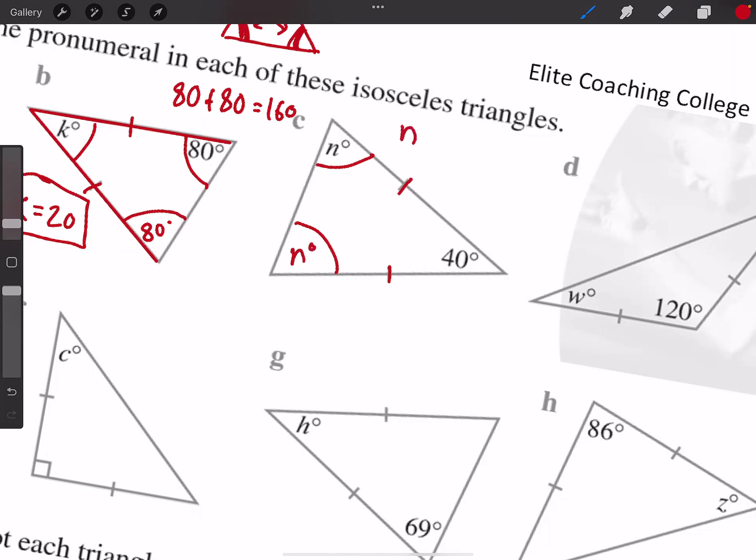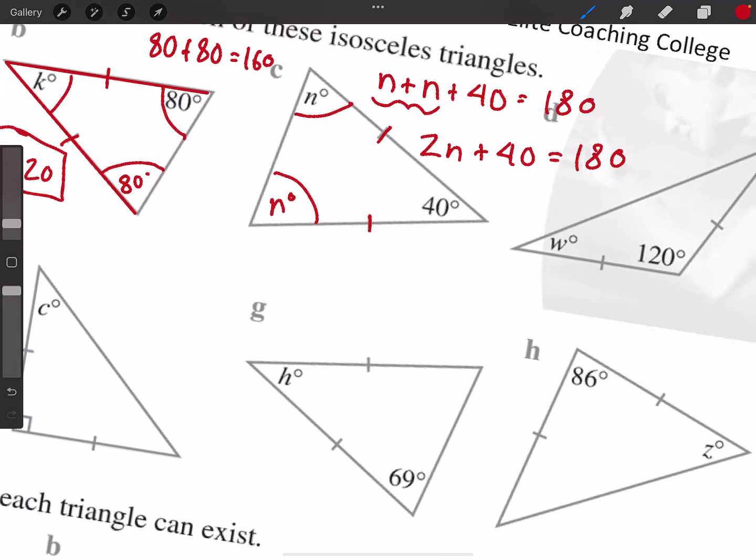Okay, we know that n plus 40 is equal to 180. N plus n makes 2n, right? So 2n plus 40 equals 180. So 2n is equal to 180 take away 40, and that's equal to 140.